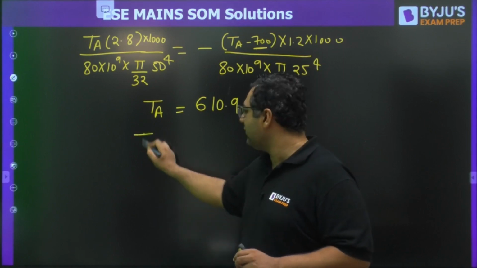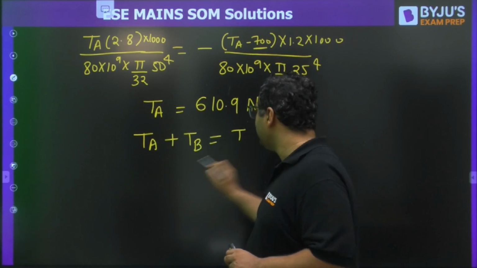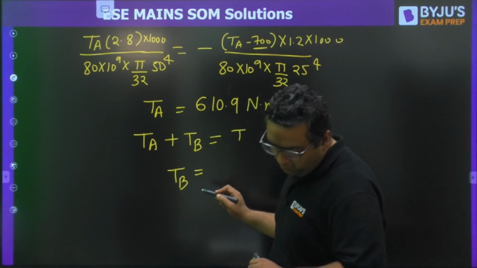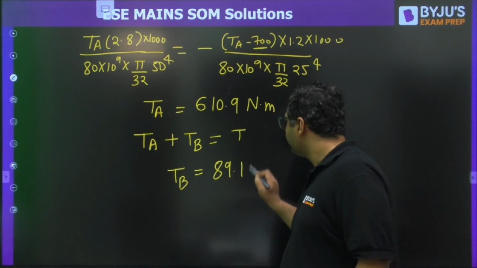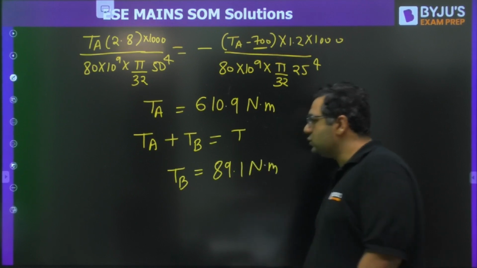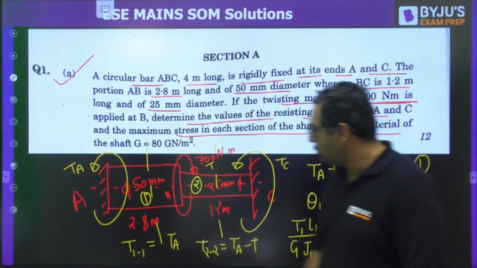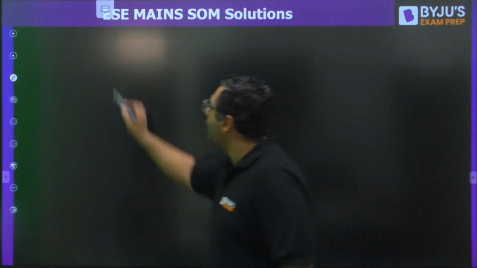From the second equation, which is TA plus TB equals T, you can get the value of TB as 89.1. These are the two values. Now, my dear, you also need to find out the maximum stress. So, in the first, this is TA, so you can write down the tau max in AB.